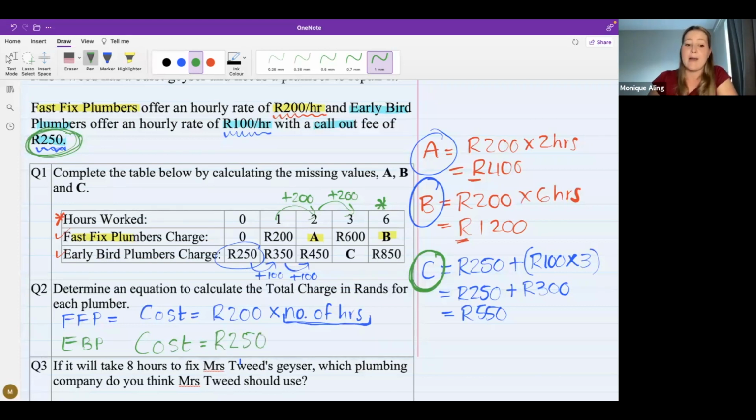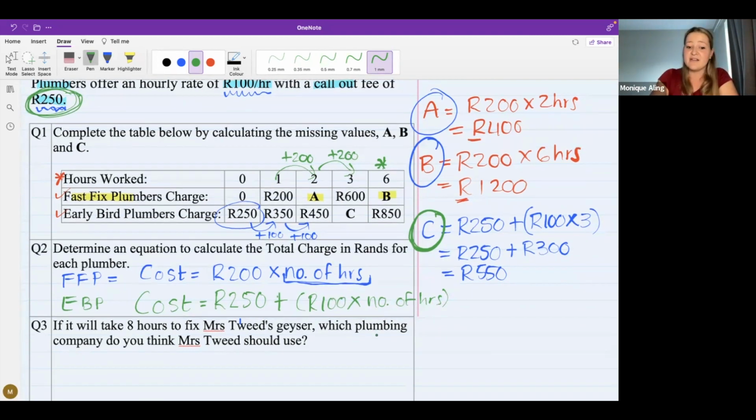250 Rand, plus you pay an hourly rate. So it would be your 100 Rand times your number of hours, or you can say times X. So again, it's a general formula. If I said, how much would it cost me to use Early Bird for 8 hours? It's not in the table, so how will I work it out? I can use this formula now. I just put 8 hours in over here. Or if I want to know any amount of hours, I can just use this general formula.